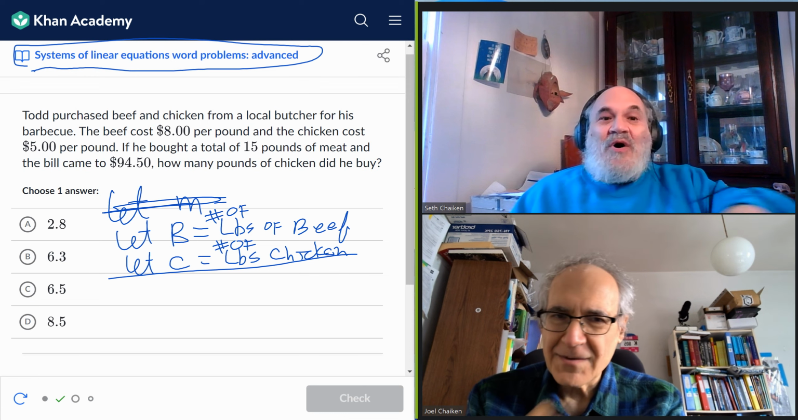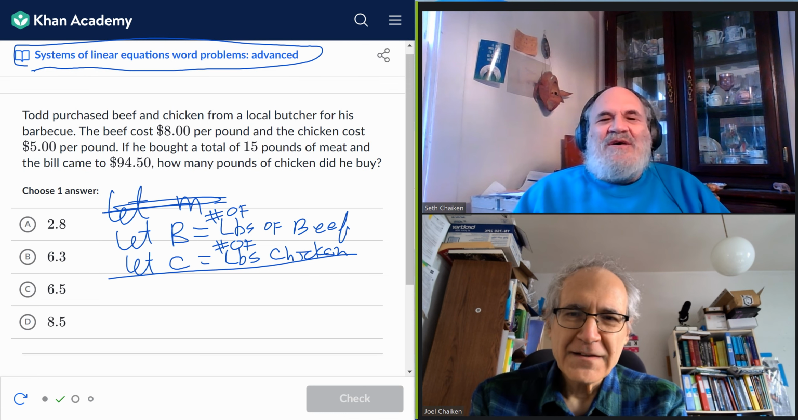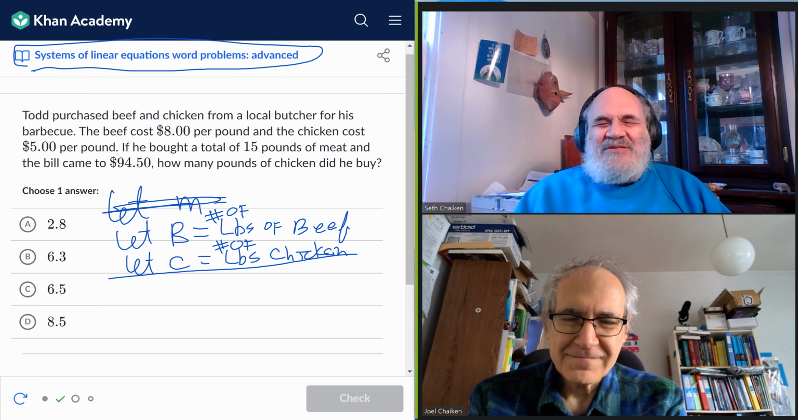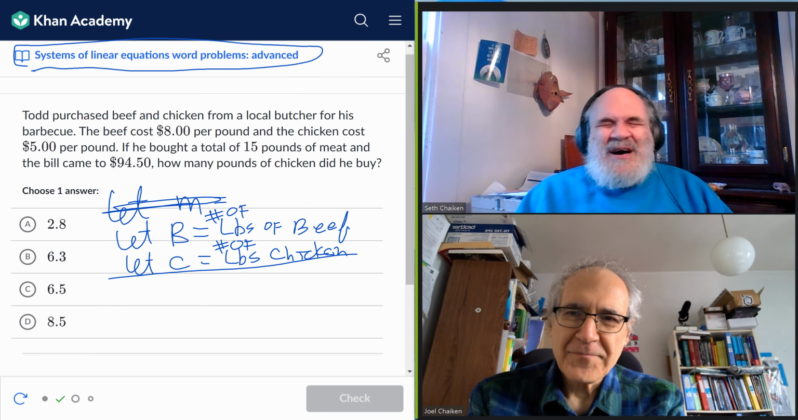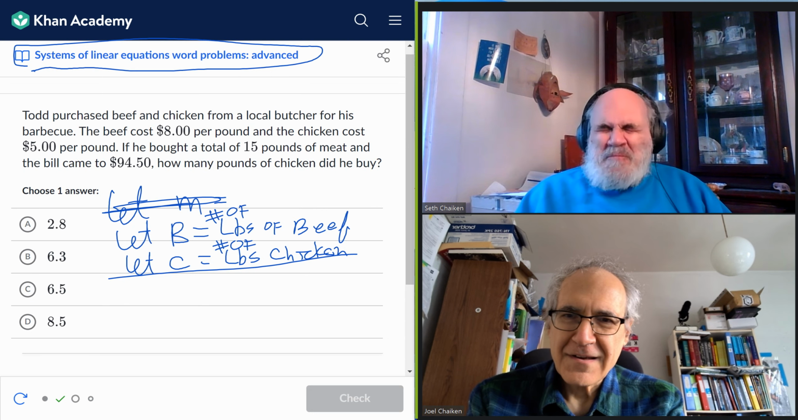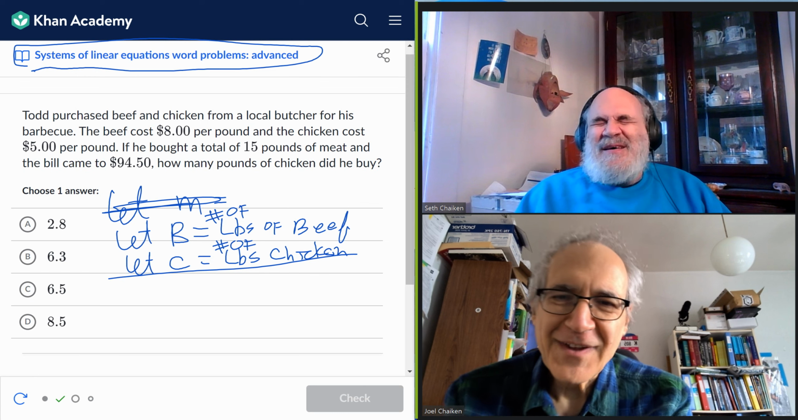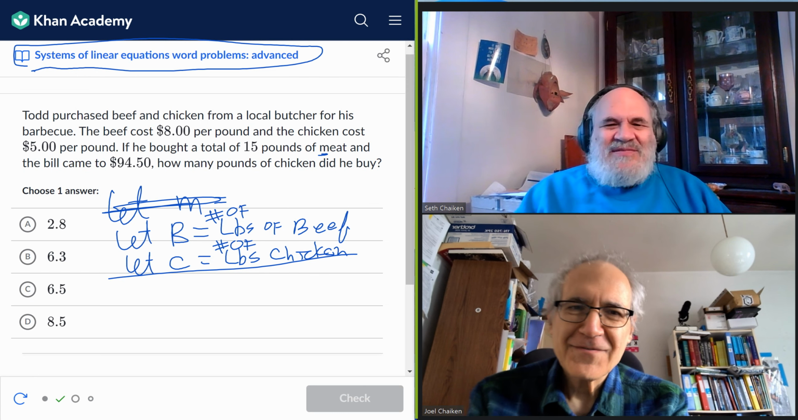That's why on the SAT, you should use letters that remind you exactly what the variables stand for, like B and C. Not M, because chicken is a kind of meat, and not X and Y. I use B and C.